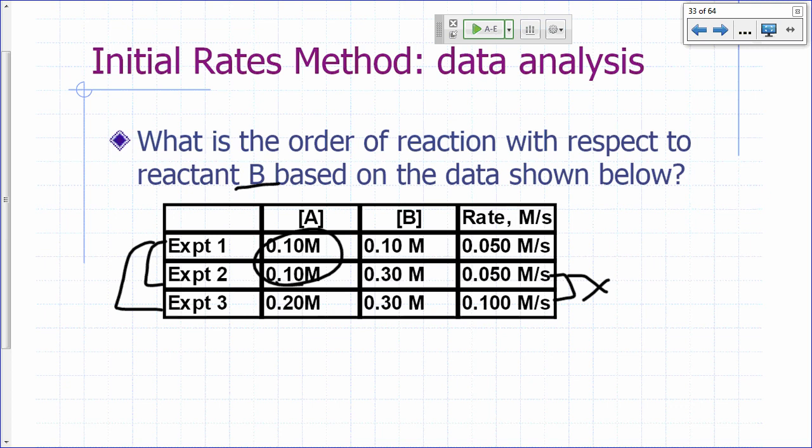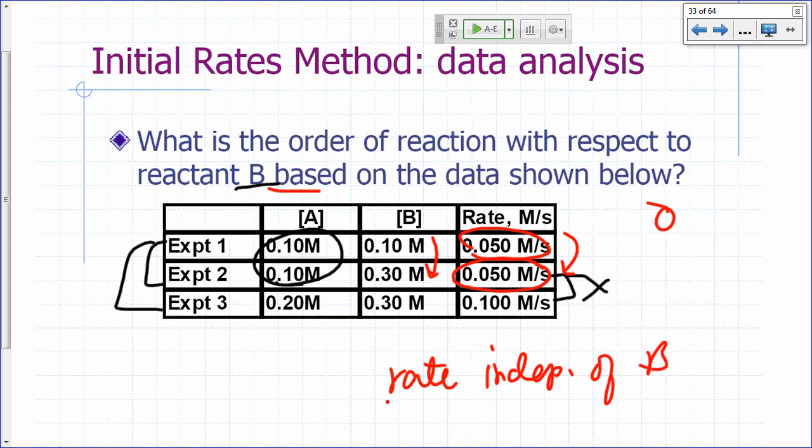So, can you figure out what the order is just by looking without doing any calculation? What happened to the rate when I tripled my B without changing my A? Tripling B causes what to happen as far as rate goes? Has no effect on the reaction rate. So what is the order of the reaction based on reactant B? 0 order. Okay, so we say the rate is independent of B, right? So it's 0 order with respect to B.